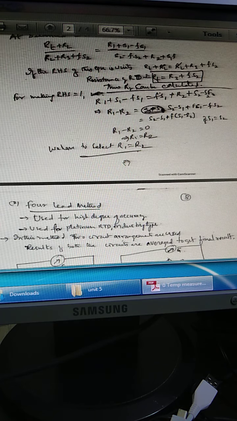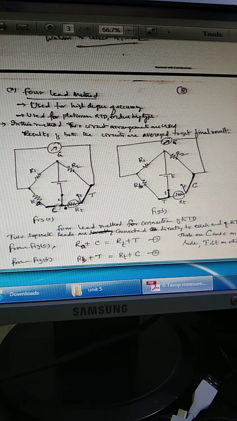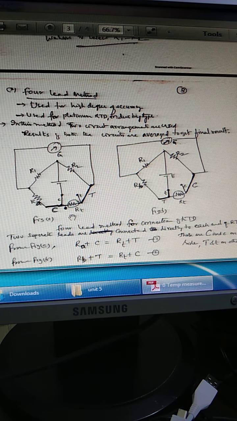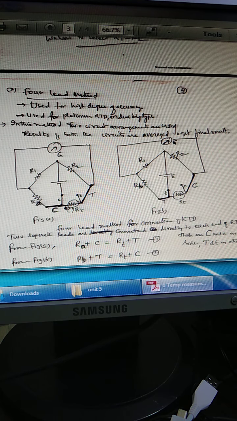Then coming to the 4 lead method, in this 4 leads are used: capital C, small c, capital T, small t. On one side of the thermistor, small c, capital C. On the other side, small t and capital T. So this C and T will have resistances. Similarly in this case also, when there is no temperature change at RT, the bridge is balanced. And this is RA, a variable resistance.